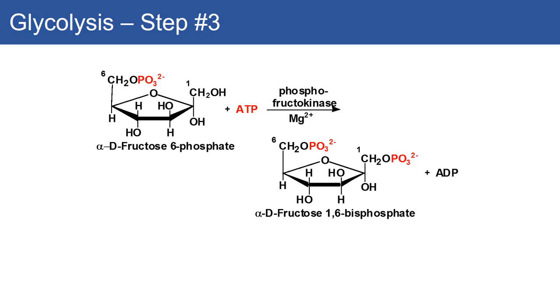phosphofructokinase comes in, and basically we're going to add another ATP. Anytime you add an ATP, it's a kinase. So we're going to take magnesium as a cofactor in there, and we're going to add another phosphate group on the number 1 carbon, and we're going to have ATP. That's step number 3.